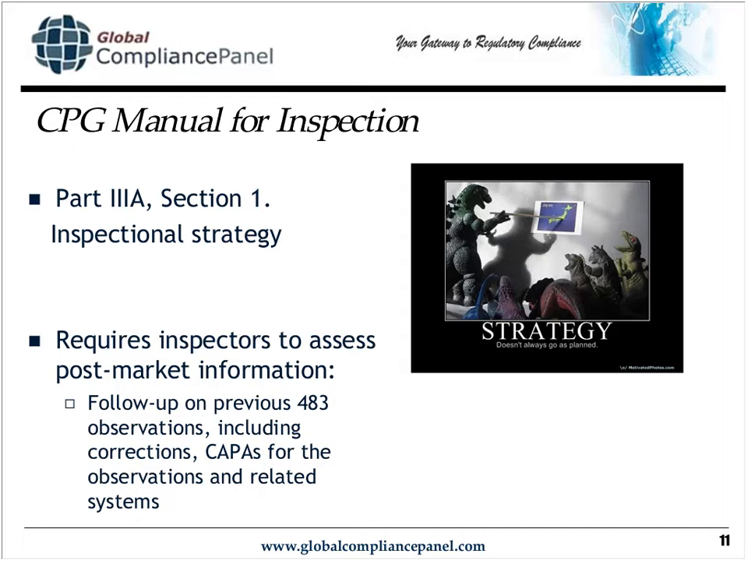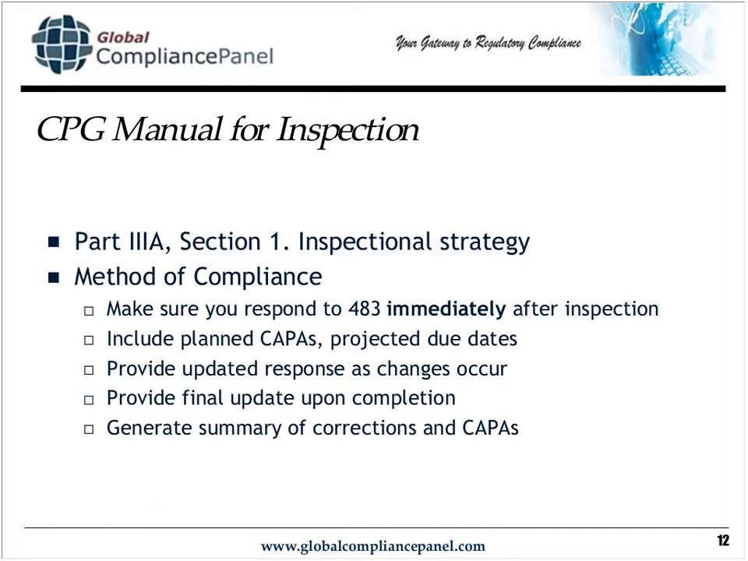So, which is to say, anytime you document a response to a 483, make sure that you don't just implement corrective action, but you assure effectiveness of that corrective action. And the way to assure this is to respond immediately after the inspection, specifically reference the CAPAs that you're going to implement, including the projected due dates, and as the changes occur, provide an updated response to the agency, and then a final update upon completion, and then just a summary.